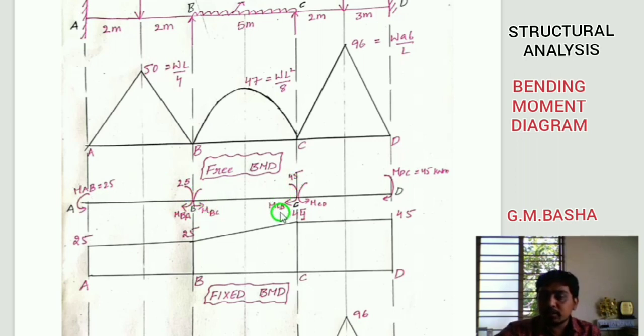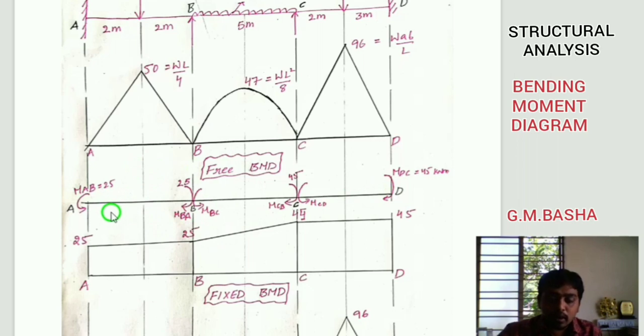Then go for MCB. MCB equal to 45, which is positive kilonewton meter. So I am applying it here clockwise. So clockwise positive, anti-clockwise negative. You always remember that note point, and then whatever final moments you obtained, you apply them on the beam directly like this. So based on that you can draw the bending moment diagram.